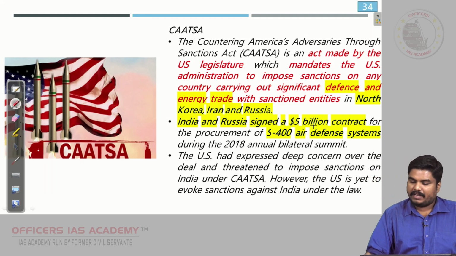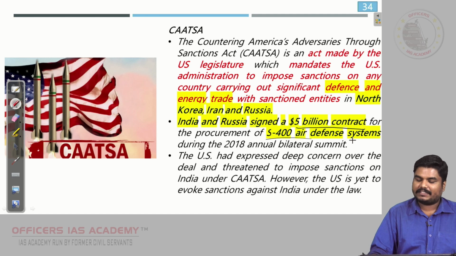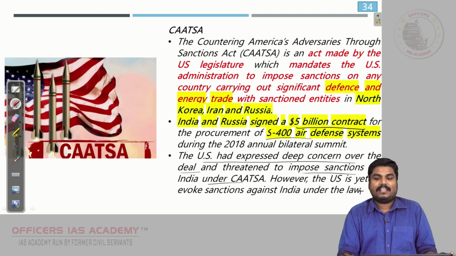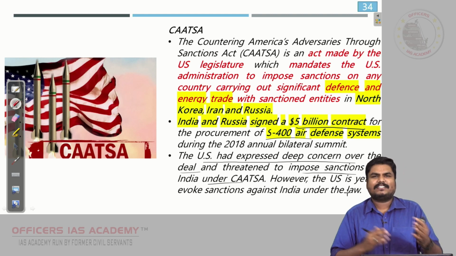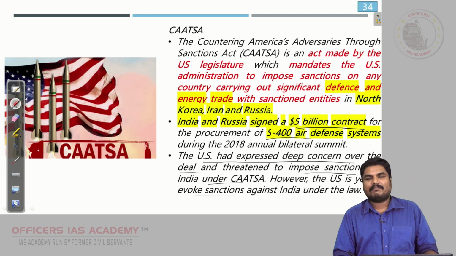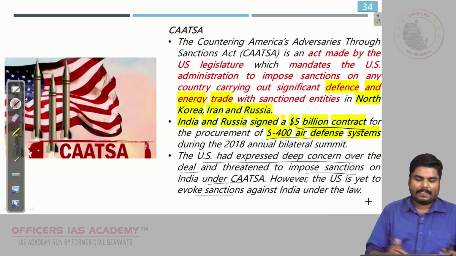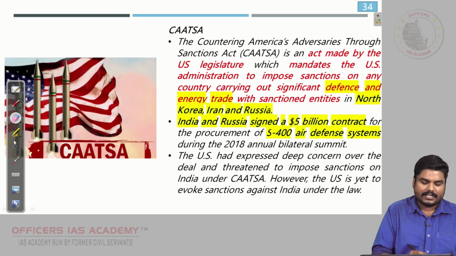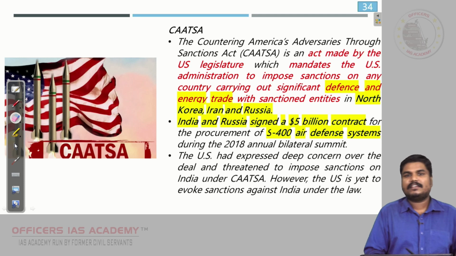So, a $5 billion contract we have signed with Russia for buying the S-400 air defense system. The US had expressed deep concern over this deal and threatened to impose sanctions on India under CAATSA. However, USA is yet to invoke sanctions. Some informal understanding: America would have thought, okay, India has stopped buying from Iran, so let them continue that defense deal with Russia. This is regarding CAATSA, Countering America's Adversaries Through Sanctions Act.